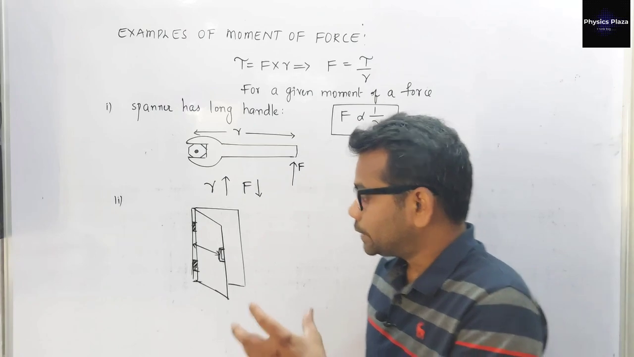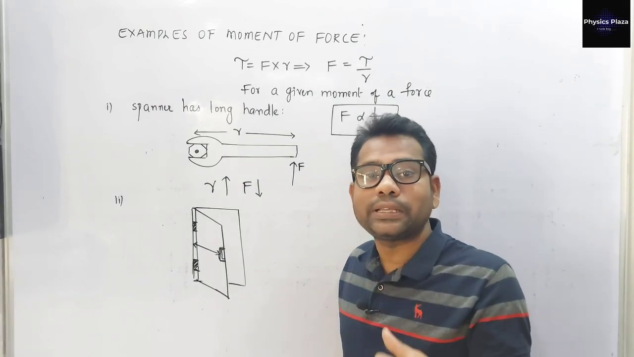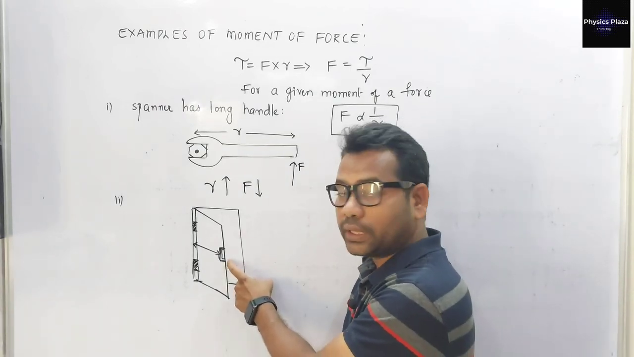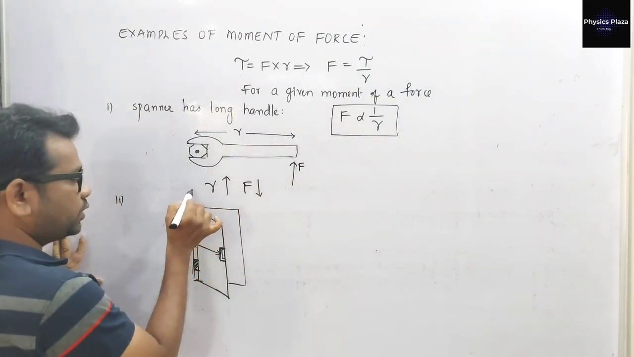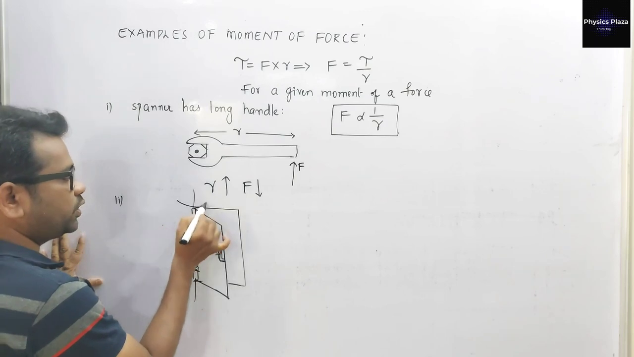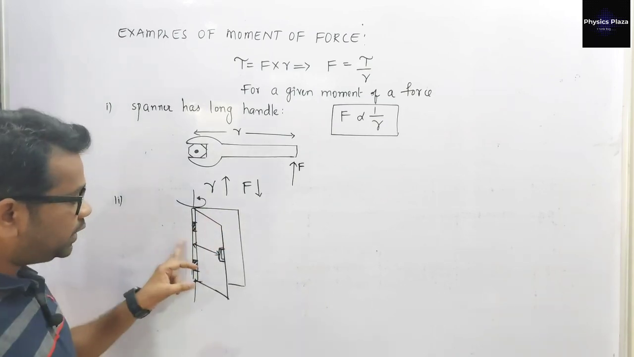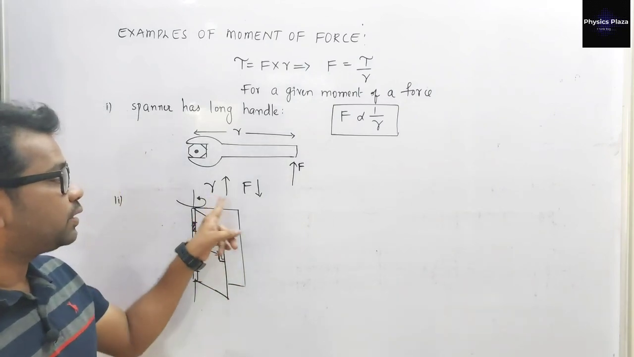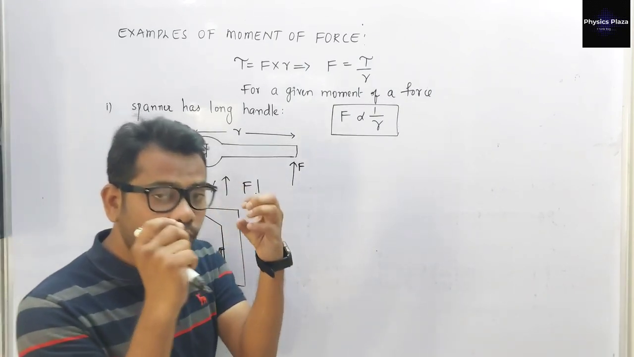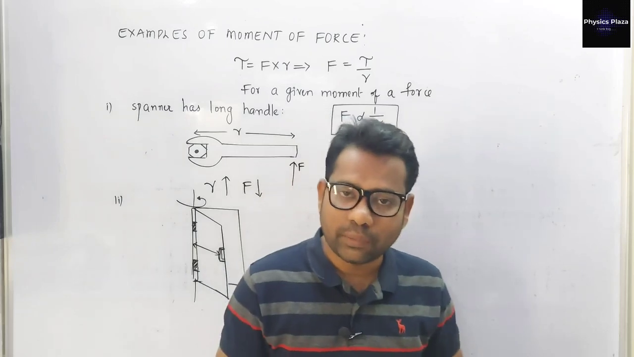So what is the secret behind that, children? Why are we arranging the handle at the end of the door only? At the end of the door means what? From here, this is going to be the axis of rotation. So here the perpendicular distance will be increased. Whenever the perpendicular distance is increased, what will happen? Force required will be reduced.